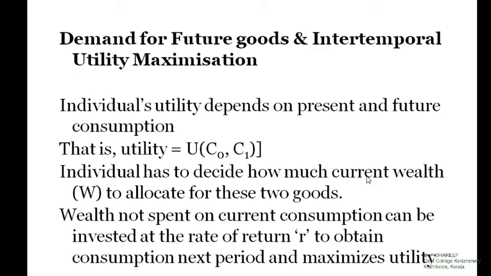Now, demand for future goods and intertemporal utility maximization. People demand current goods and future goods. Then, individuals' utility depends on the present and future consumption. That is, utility is the function of current consumption as well as future consumption. Utility is equal to U of C0, C1.